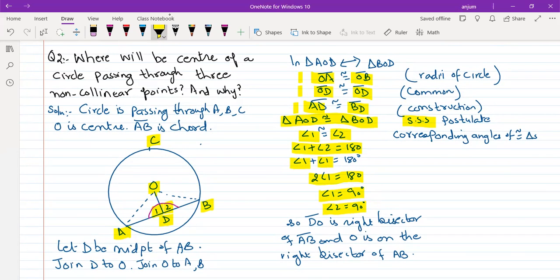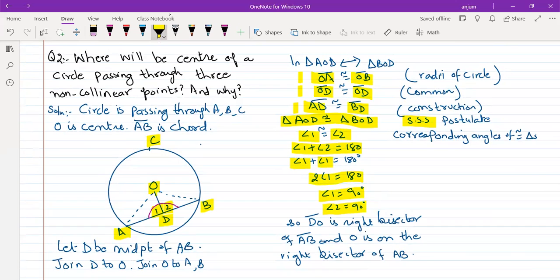So D was initially declared as the midpoint of AB. We have taken it in the construction, and now it is proved that at point D there is an angle of 90 that is existing. So DO is now proved to be not only the bisector but a right bisector of AB. And so it is proved that DO is a right bisector.